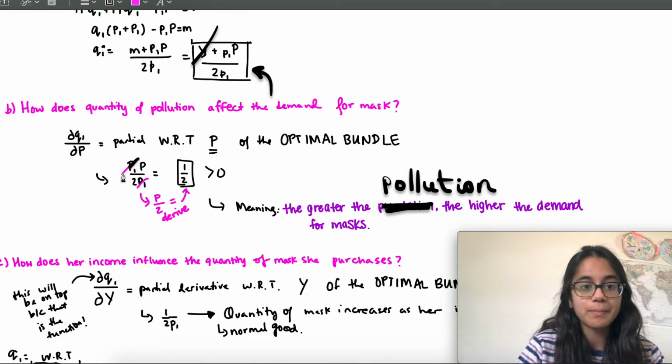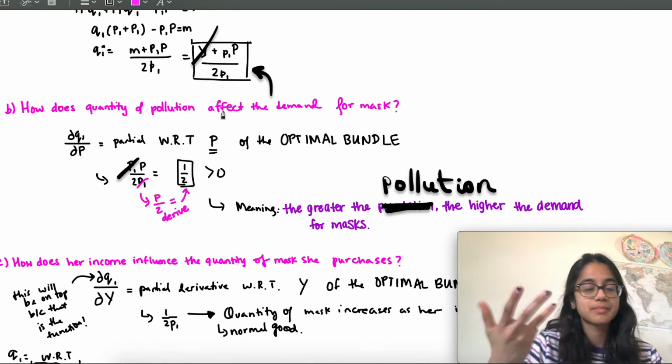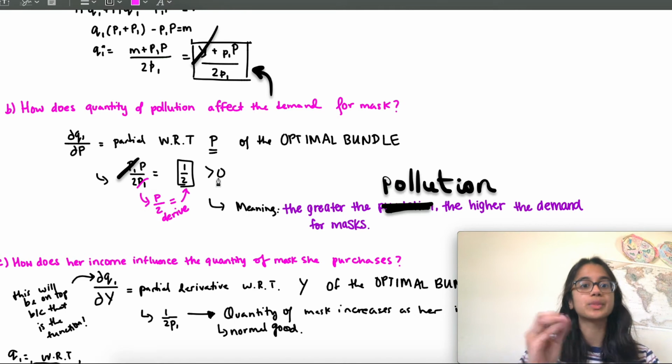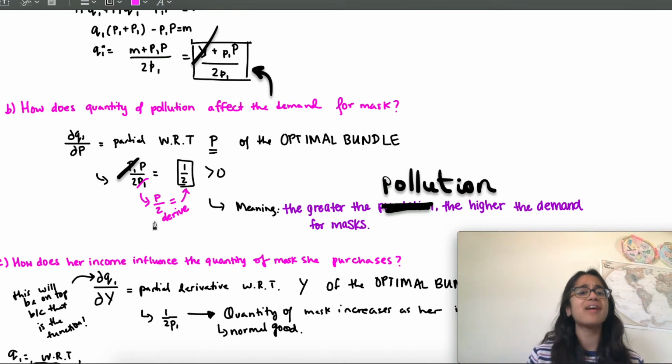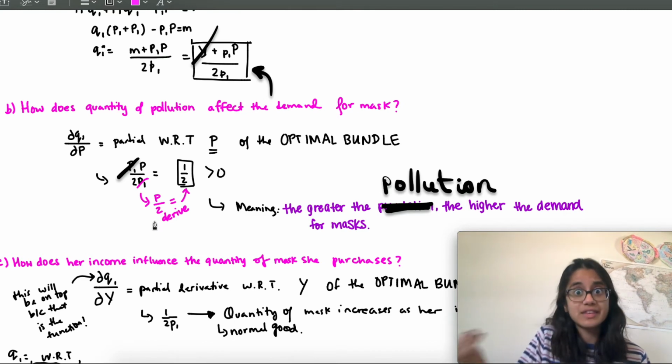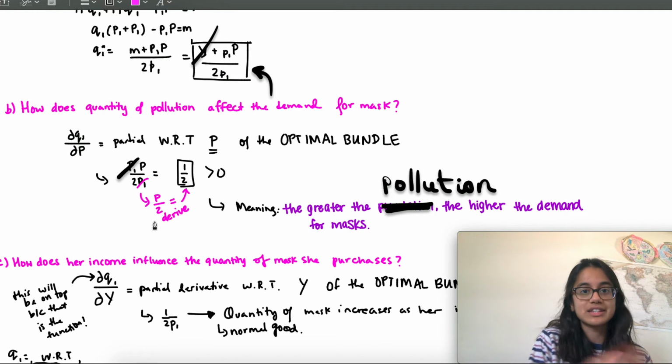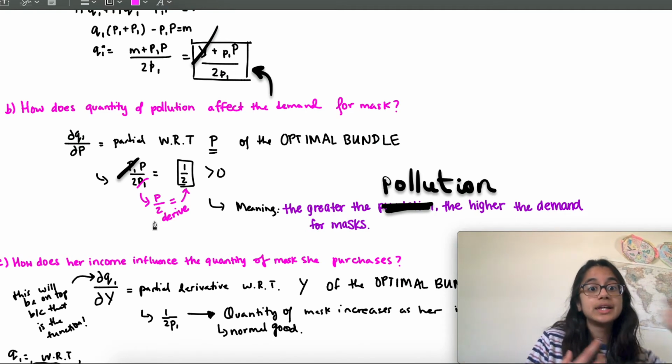You have a p1. You get rid of that p1, it doesn't matter because it's just denominator, numerator, and you're left with p/2. Derive p/2, and you get 1/2. Oh, 1/2 is greater than 0. It's a positive number. If your derivative is positive, then your function is increasing, so the function here in P is increasing.